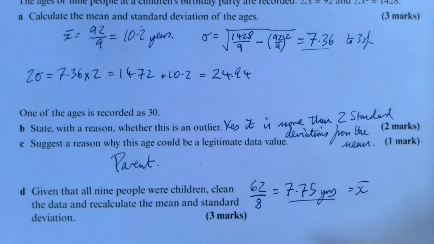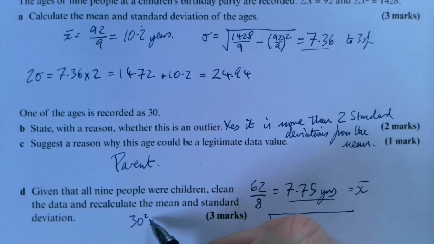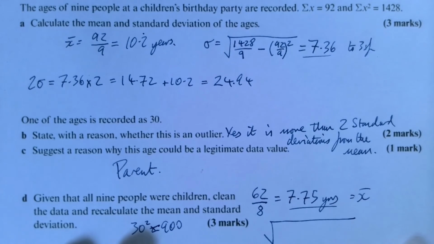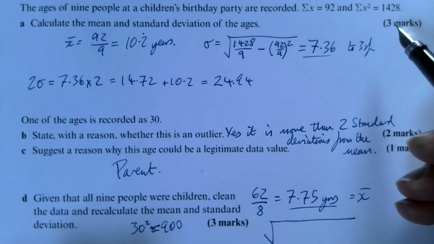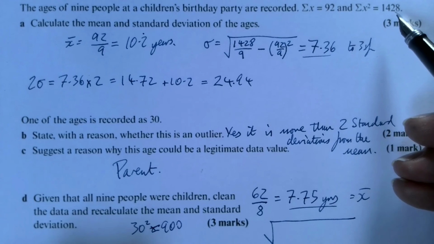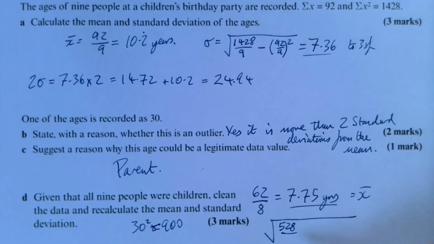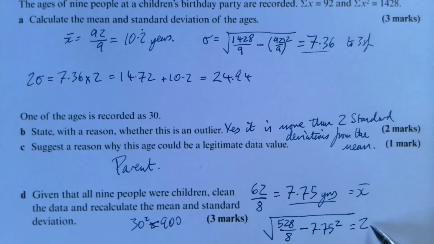And the standard deviation, you would do similar thing. 30 squared is 900, isn't it? So if you take 900 away from the sum of the squares of our data, then that would leave you with 528 must be the sum of the squares of all the data for the 8 correct ages. And then if we're taking away from that 7.75 squared, that should give you 2.44 years to 3 significant figures.